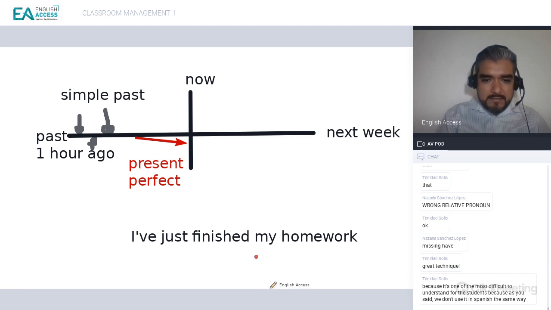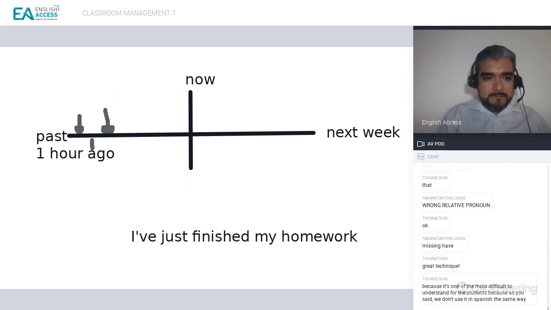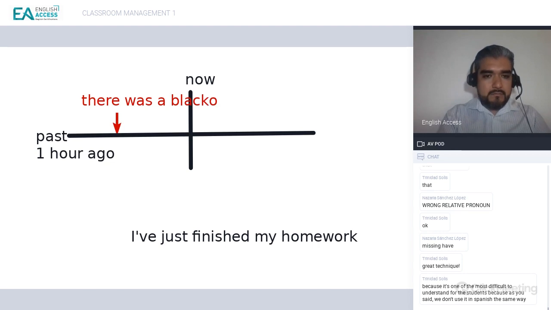For example, let me erase these things that I wrote. Imagine that yesterday there was a blackout, right? There was a blackout, and that blackout happened at 3 p.m. yesterday. Now, that is in the past, right? Because it happened. But imagine that before the blackout, I went to the bathroom and I was taking a shower. And then the blackout happened.